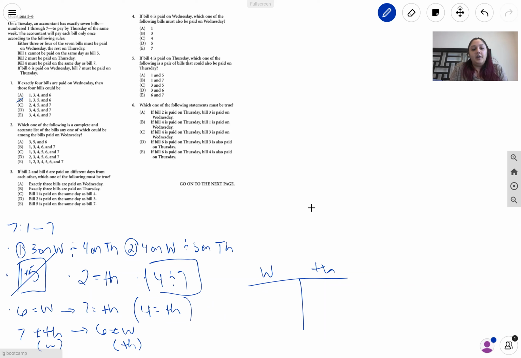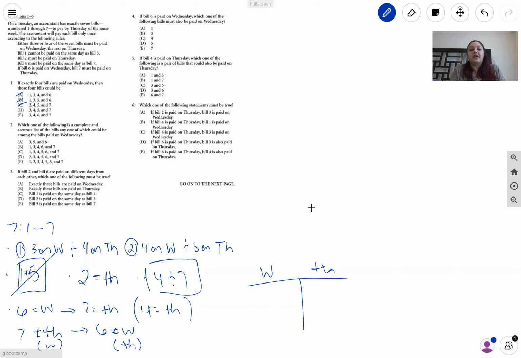Okay. The next rule says that bill 2 must be paid on Thursday, and we're looking for the 4 bills that are paid on Wednesday. So 2 can never be one of the answer choices, right? So C is out. Then I'm going to look for anything that has 4 or 7, but not both of them. So if 4 is alone or 7 is alone, I can cross that out too because I know 4 and 7 always have to be together. So that takes out A.